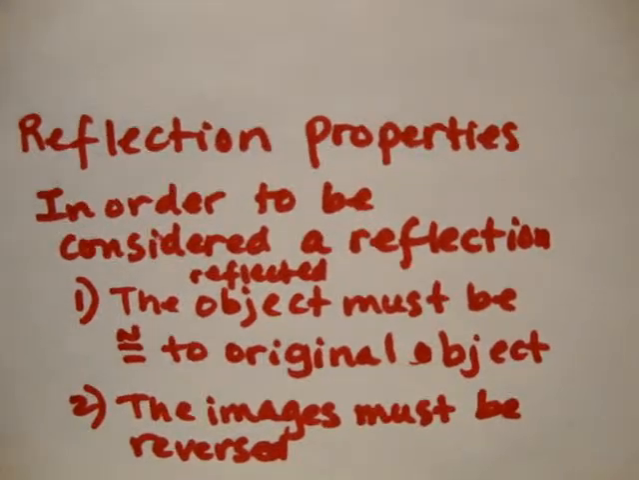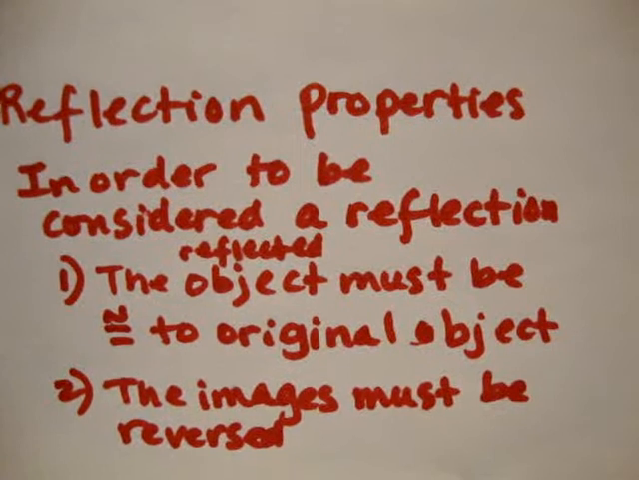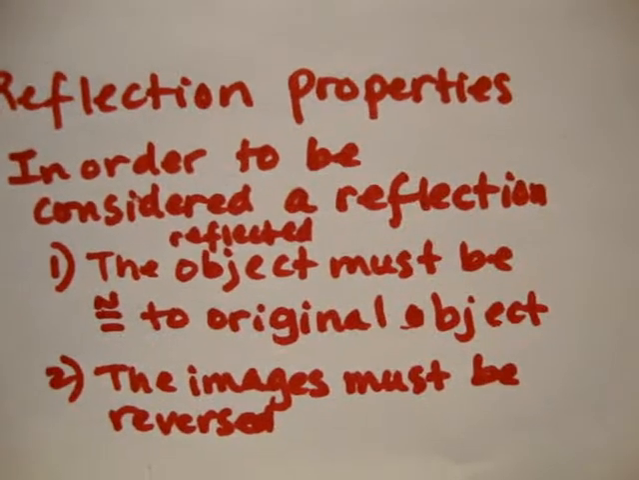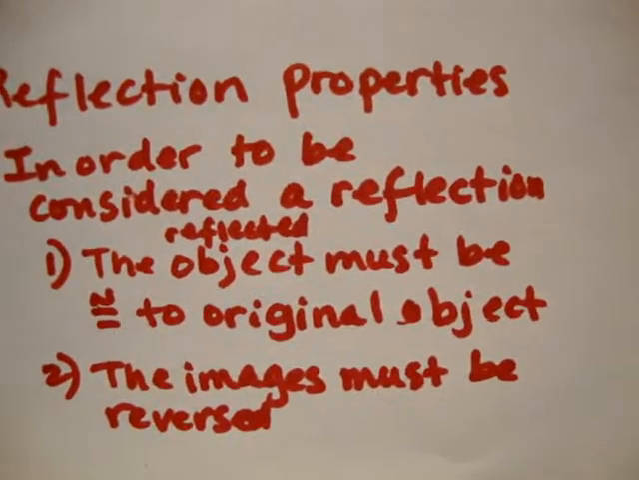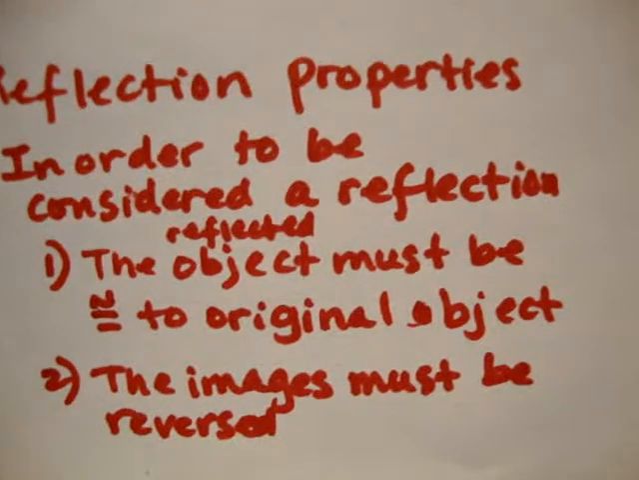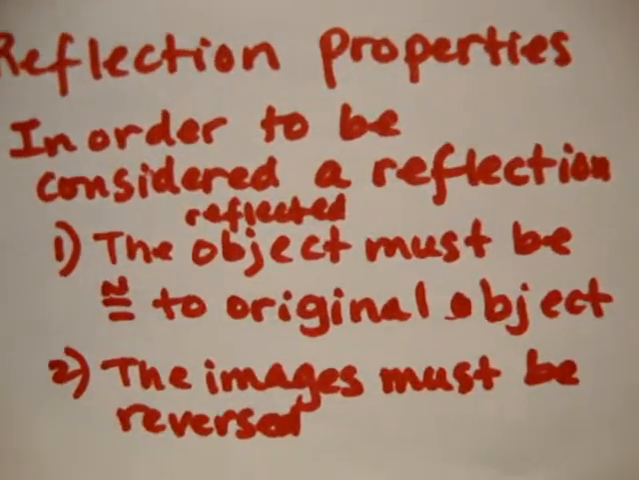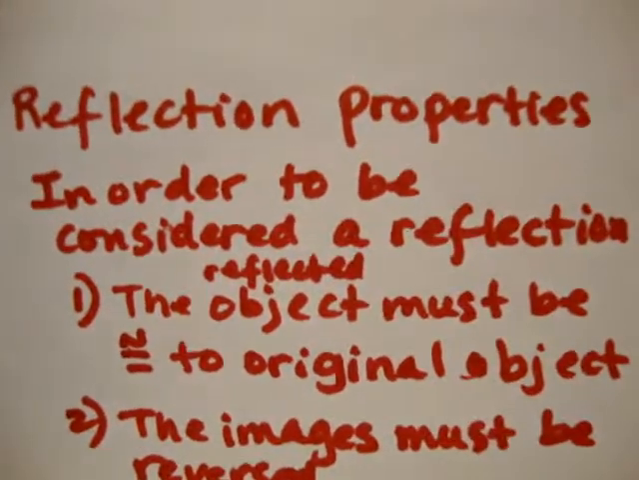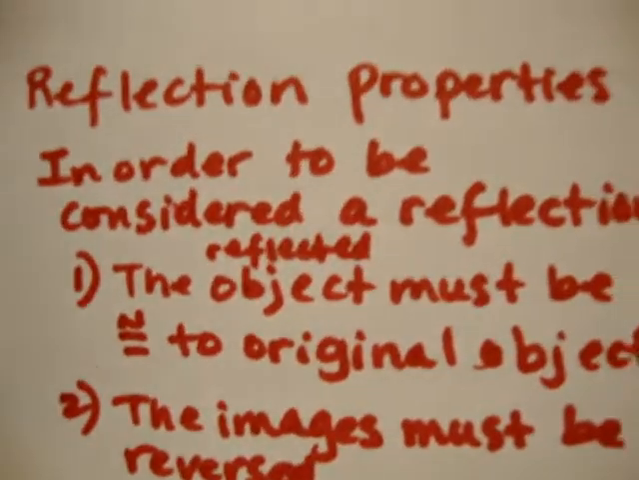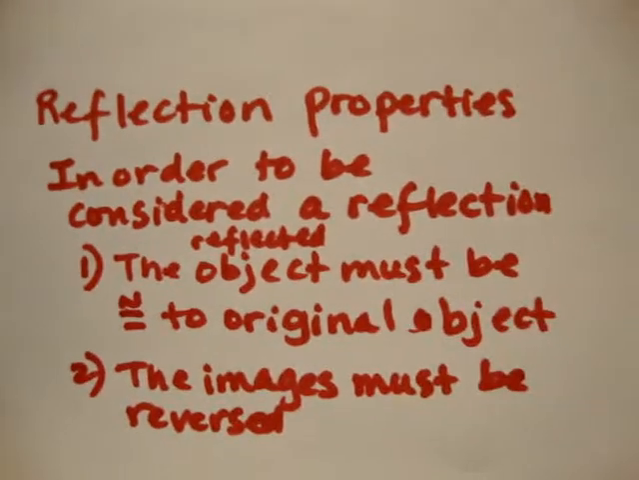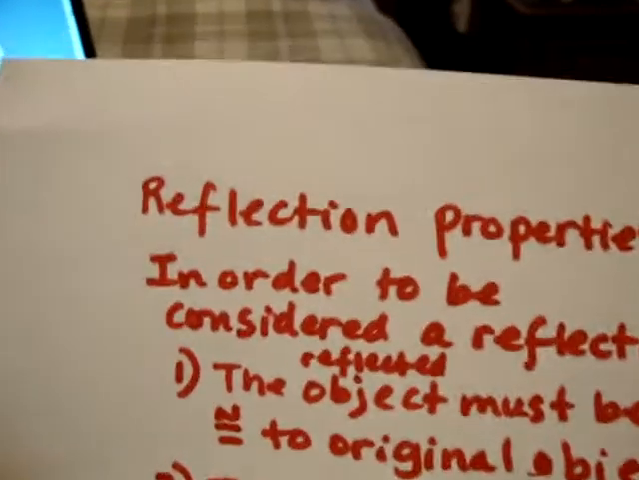Number 1, the reflected object must be congruent to the original. And number 2, the images have to be reversed. If they're not reversed, then it's not a reflection. So for instance, when you look at yourself in the mirror, your right hand is reversed. Everything is usually reversed. So I want to show you an example.